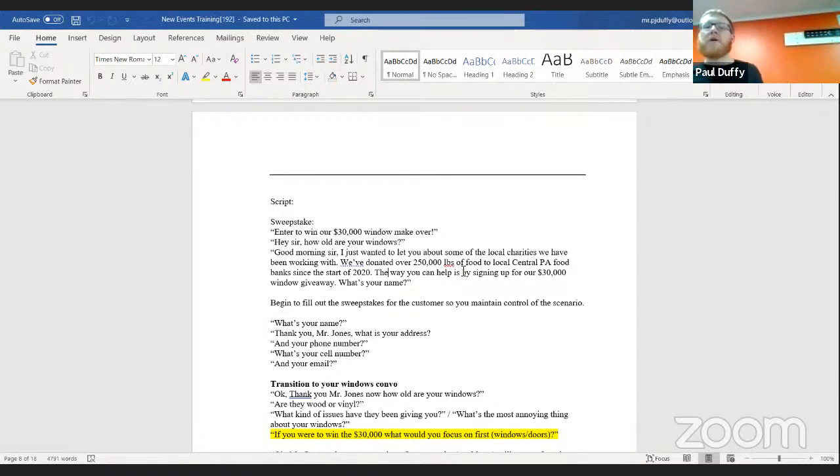And finally, when you lay out the way you can help, it's by signing up for our $30,000 window giveaway. What's your name? The whole point is to get right to "What's your name?" Don't just let it sit there. Don't say, "Are you interested?" Don't say, "Is this something that you want to do?" You're never going to see success if you do that. You're giving them choices at that point.